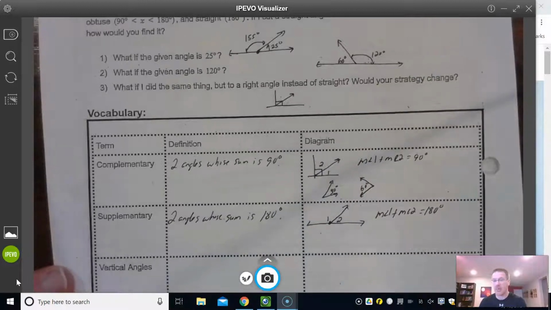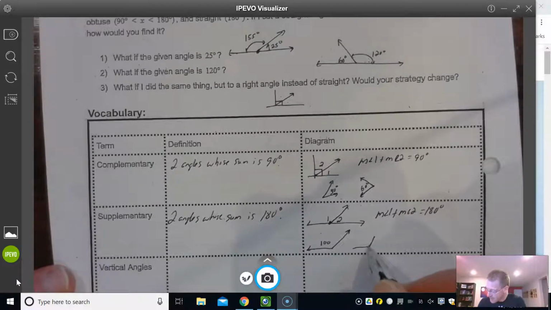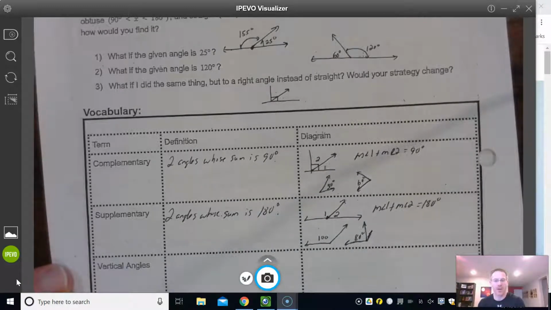Now, once again, they could also be non-adjacent. So I could have this angle right here, and let's say that's 100 degrees. Then I could have another angle here, and let's make that 80 degrees. Those two add up to be 180 degrees as well.